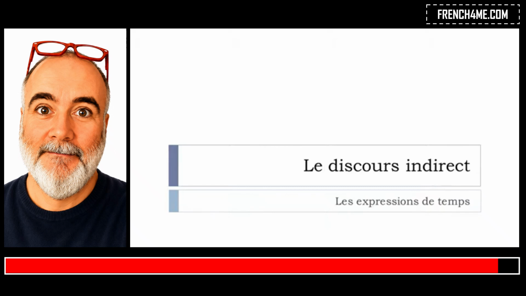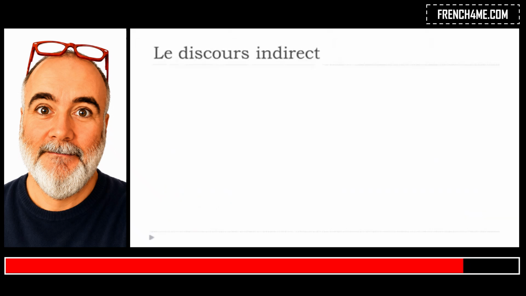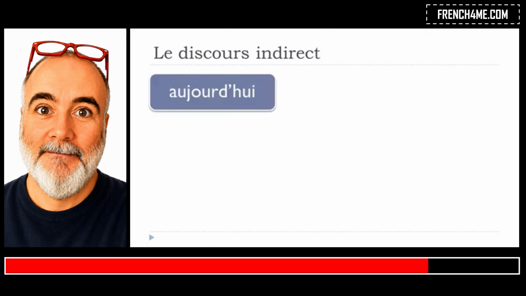And we'll see in this video, le discours indirect. It's the second part of this discours indirect, and in that case we'll see les expressions de temps. Just because, as we saw, in most cases the things that change when you construct this discours indirect are the subject and the verbs. But of course, if you're using these expressions de temps, they will change too, and we'll see how they change.